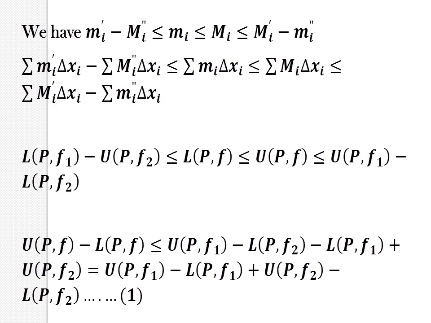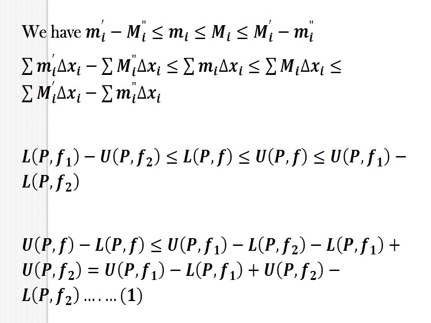We can write all these terms in the form of upper and lower limits. Thus, lower limit of f1 minus upper limit of f2 is less than or equal to lower limit of f less than or equal to upper limit of f less than or equal to upper limit of f1 minus lower limit of f2. By using the 2 less than 5 less than 7 less than 10 trick, we get upper limit of f minus lower limit of f less than or equal to upper limit of f1 minus lower limit of f2 minus lower limit of f1 plus upper limit of f2.